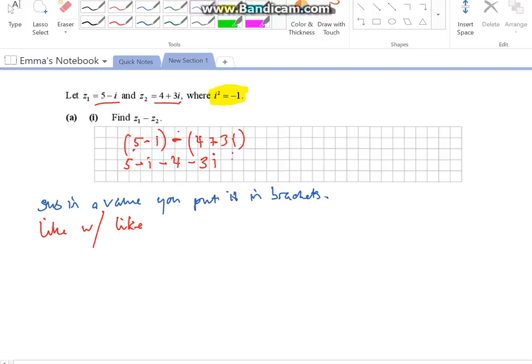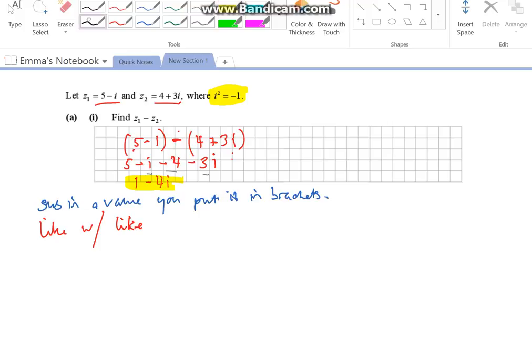So we can see that 5 and minus 4 are like. So 5 minus 4 gives us 1. And then we can also see that minus i and minus 3i are like because they both have i's. So minus 1 minus 3, sorry, will give us minus 4i. And that's just adding your complex numbers there. So Z1 minus Z2 will give you 1 minus 4i.